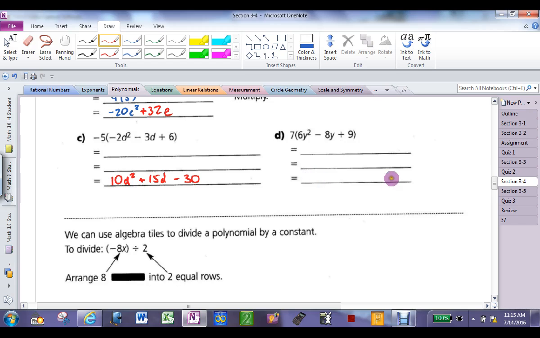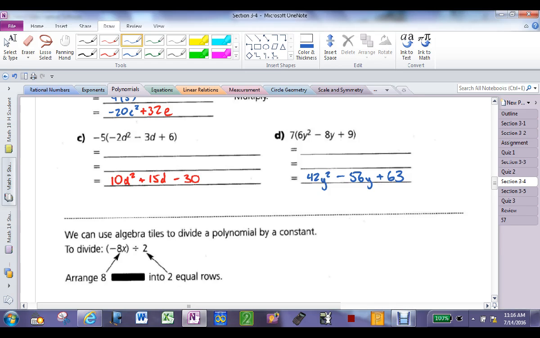Okay. This one, would anybody like to volunteer it? 42y squared 56y plus 63. Can everybody multiply? All right. So what is the key to remember when we are doing distributive property? The coefficient out in front has to hit every term in the following polynomial. Right? Easy peasy lemon squeezy.